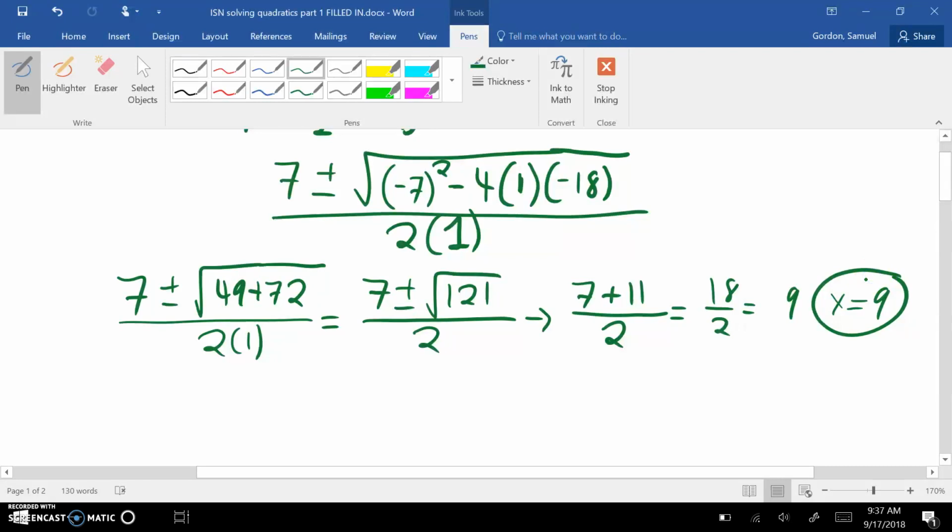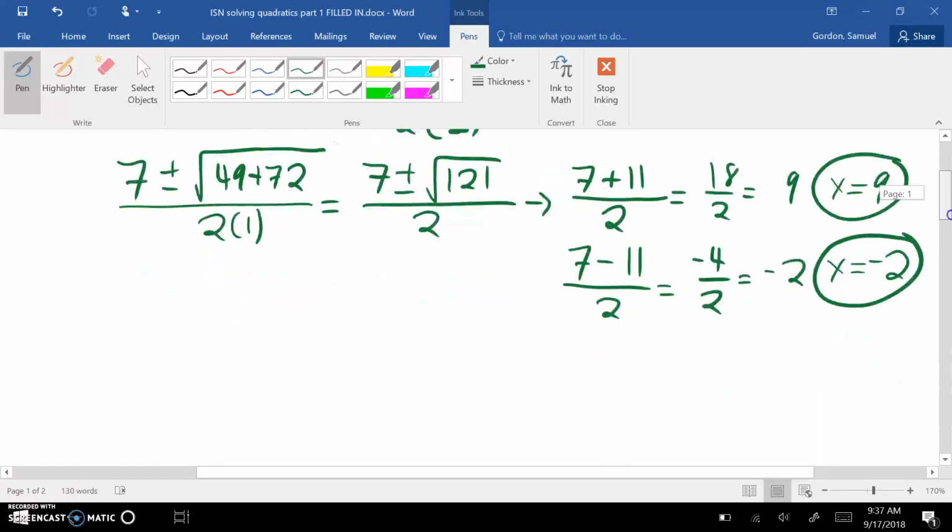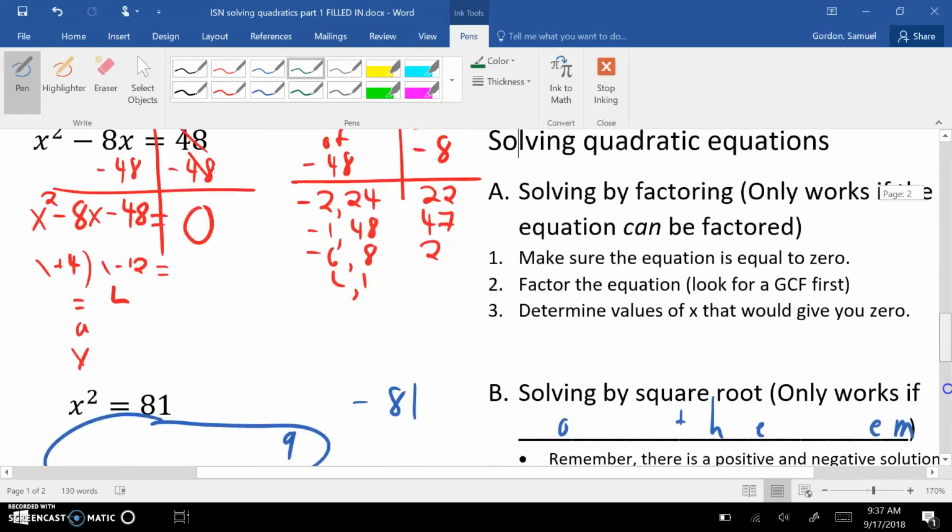Now I need to get a second answer, and I'm going to do that by subtracting. So it'll be 7 take away 11 over 2. And 7 take away 11 is negative 4 over 2, which is equal to negative 2. So there is my other answer. I got 2 solutions, and it worked out great, which almost never happens in the real world.